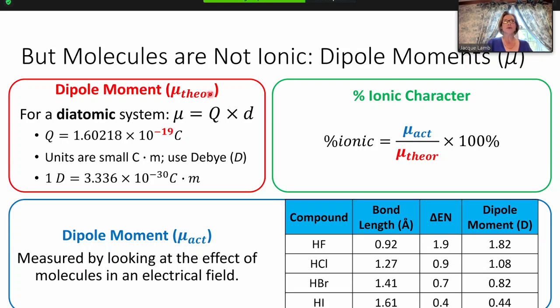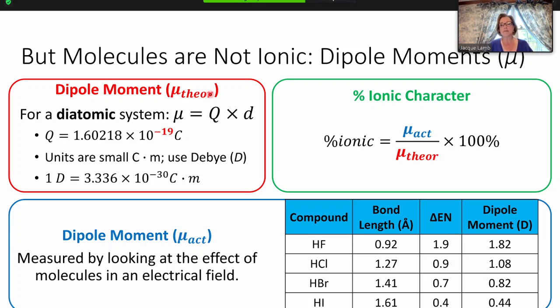Remember that I told you when we talked about deciding whether a bond was polar covalent or ionic, we could look at the difference in electronegativity between the two atoms. If the difference in electronegativity was great enough, we would call it ionic. We said if it was greater than 1.8, we would call it ionic. But it turns out that there are exceptions, and so it really is a continuum between ionic and pure covalent. And we can measure then the percent ionic character of any given bond.